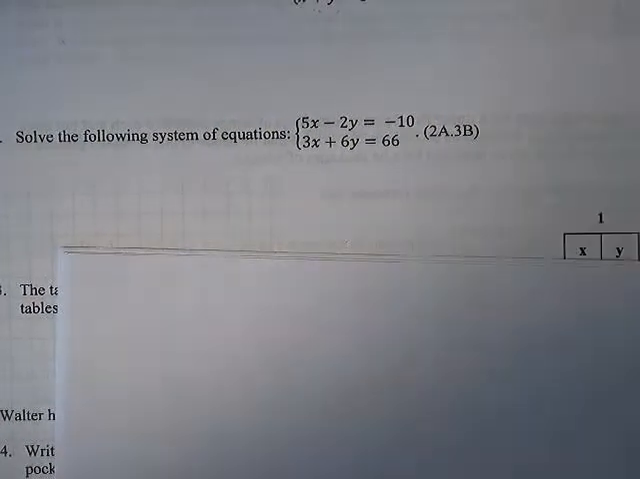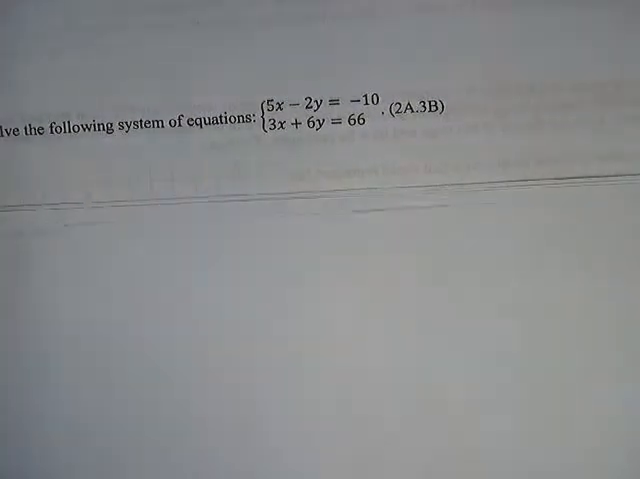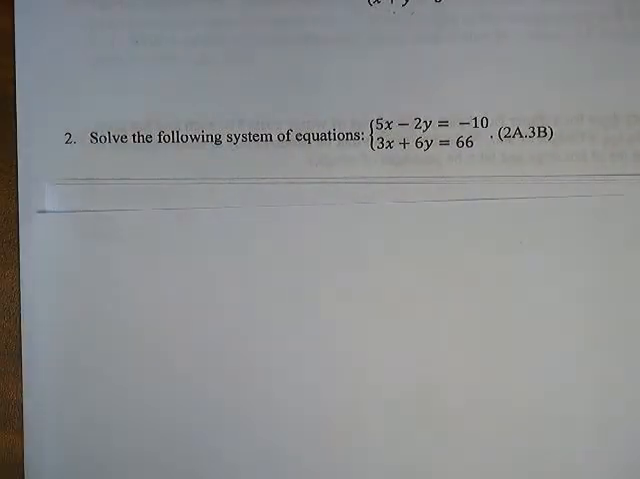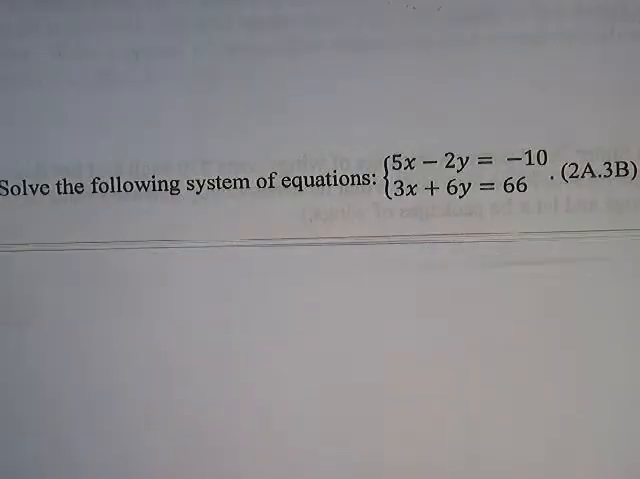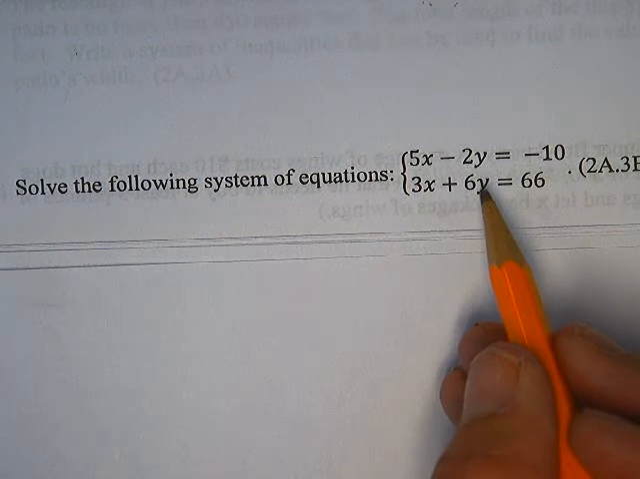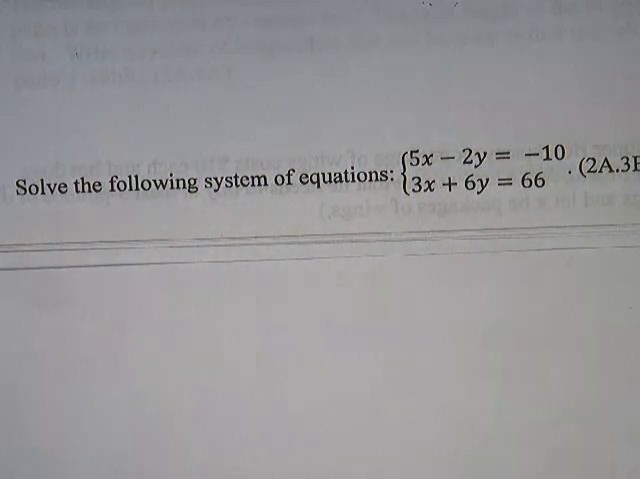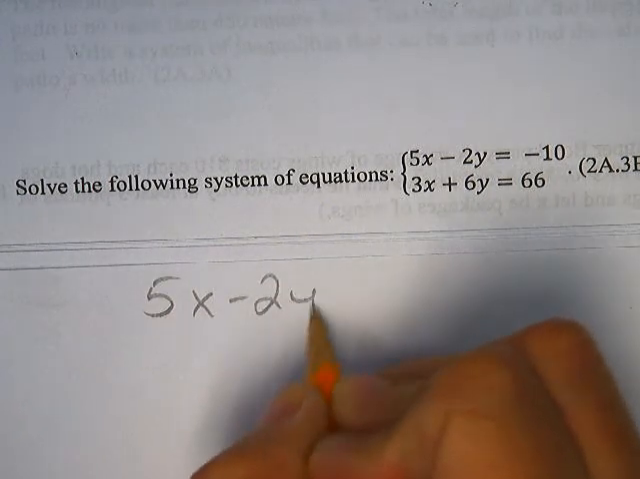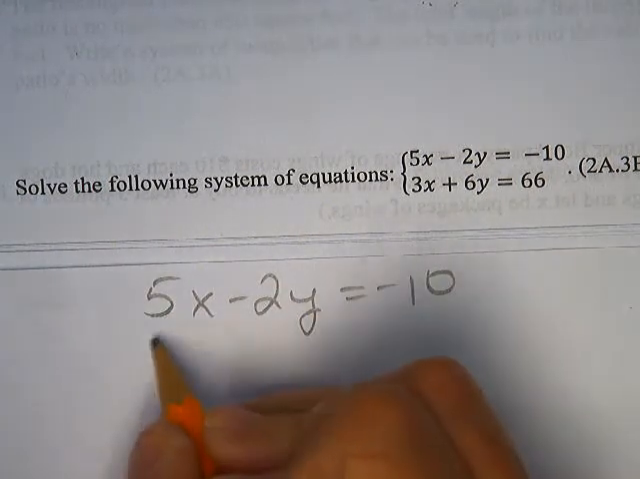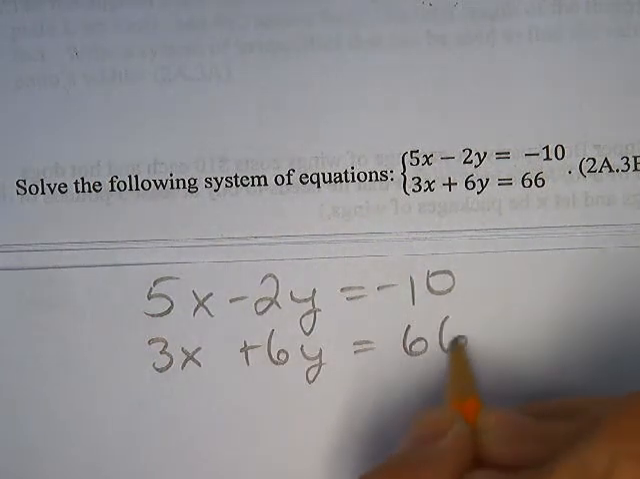Okay, problem number 2. We need to solve another system of equations. This system appears to be set up to do elimination. We've got both equations written with our x's and y's on the left side, which tells us it's in standard format. So we have 5x minus 2y equals negative 10, 3x plus 6y equals 66.